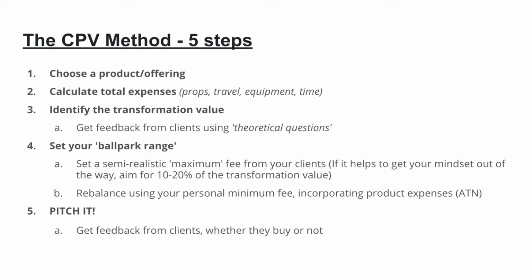And just to really summarize the CPV method in 5 clear steps here. Step 1 is to choose a product or an offering. Step 2 is to calculate the total expenses, including your props, your travel, your equipment, your time, both before and after the gig as well. Don't forget to include that. Step 3, identify the transformation value. Step 4, get feedback from your clients using the theoretical questions like we explained.